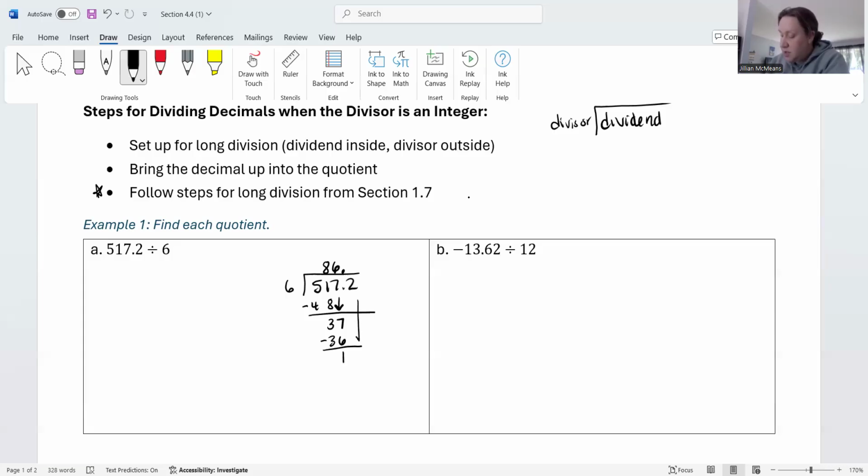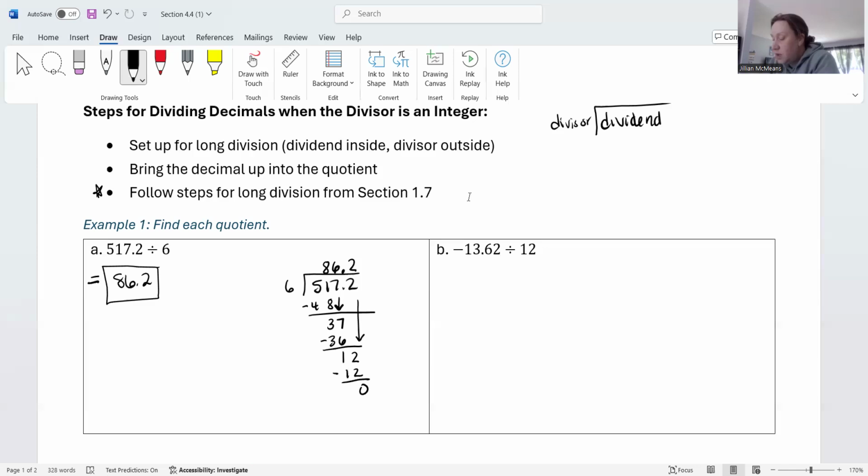Drop down the next digit in line, which is a 2. And 6 goes into 12 twice. 6 times 2 is 12. There's my 0 remainder. So I would say positive 517.2 divided by 6 is positive 86.2. Okay? So again, as long as the divisor is an integer, this is basically just regular old long division.